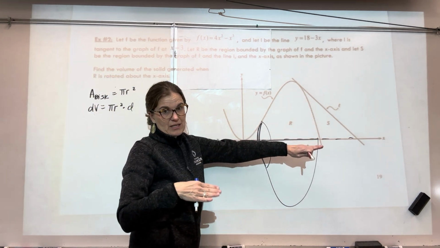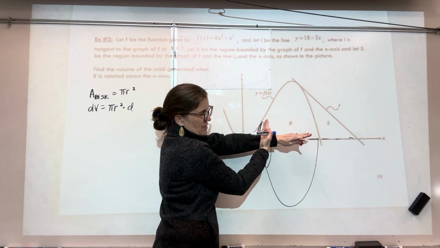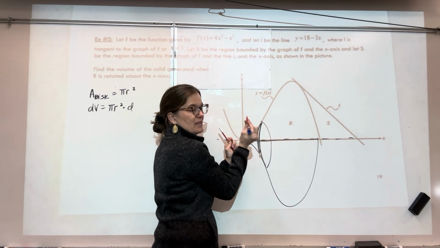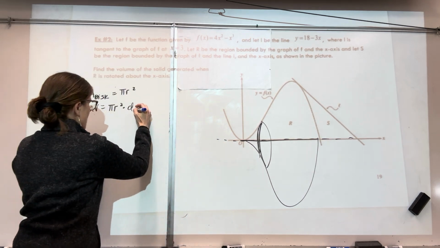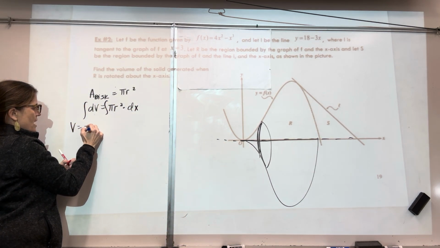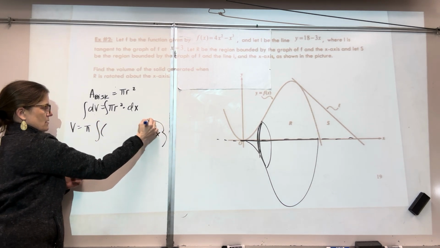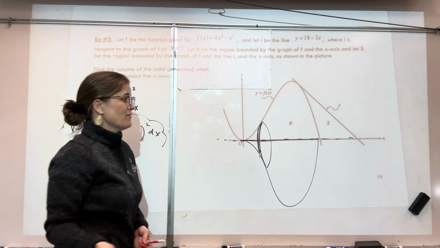Because we're revolving around the x-axis or something parallel to the x-axis, and you always slice perpendicular, the thickness of that slice would be a change in x. So that would be a dx in this case, and we're going to add all those up. So the volume would equal pi times the integral of whatever my radius is squared, dx. Again, that's the first thing that you have to have on your page.